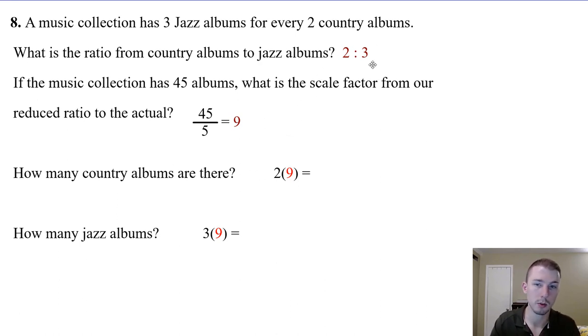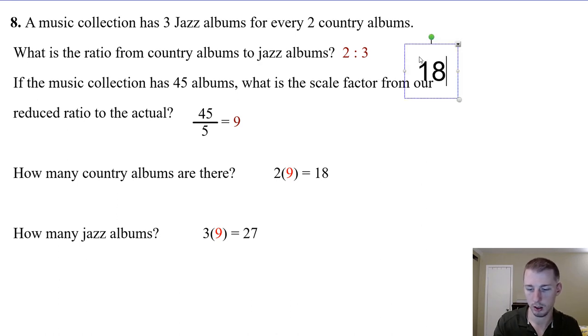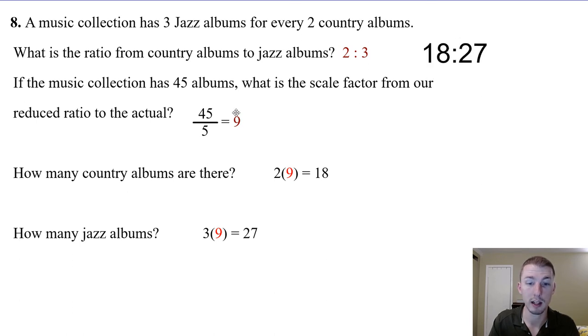So how many country albums? Well, 2 was representing the country, so 2 times 9 would be 18. And 3 was representing the jazz album, so 3 times 9 would be 27. If we add those two together, sure enough, they add up to the 45. So if you see what happened, we actually started out with a ratio of 18 to 27, and then we were able to reduce that ratio by pulling out the scale factor of 9, which is what brought it down to 2 to 3. So basically we're just trying to work backwards to find out what we started out with, our unreduced ratio, if we know what they add up to, how many are in total, and what the ratio is.